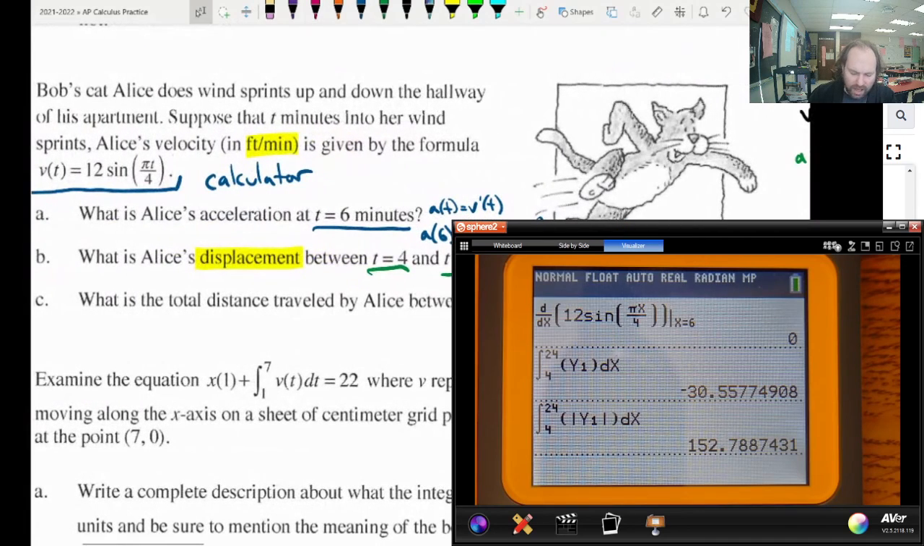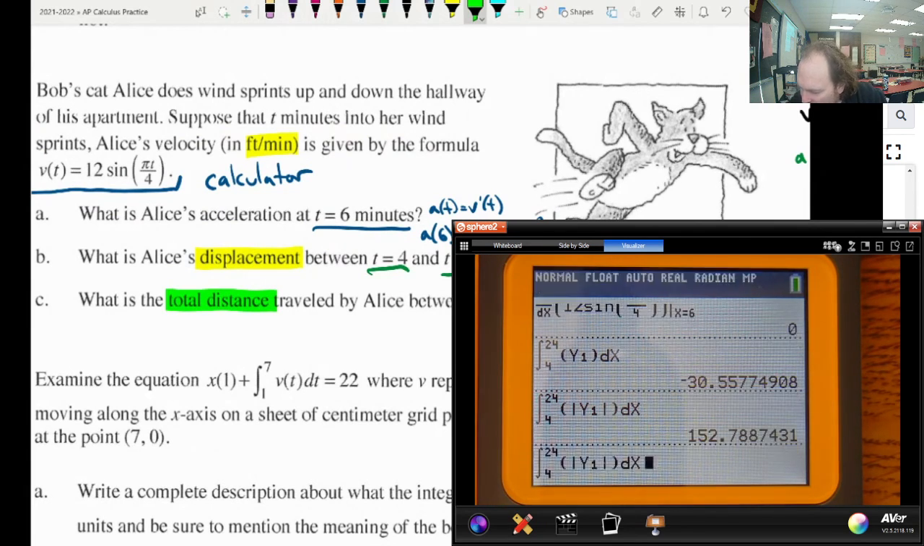Oh, you know what I did wrong? I didn't do anything wrong. I just didn't change the bounds. It's from 2 to 8. That's correct. That integral is correct. We got to go down here and change it from 2 to 8. So I'm going to go ahead and push enter on this.